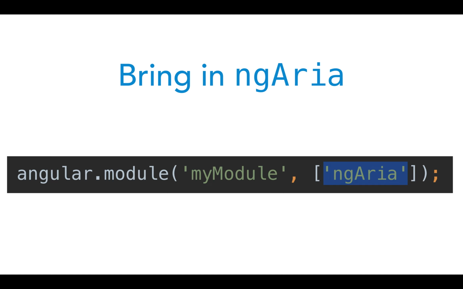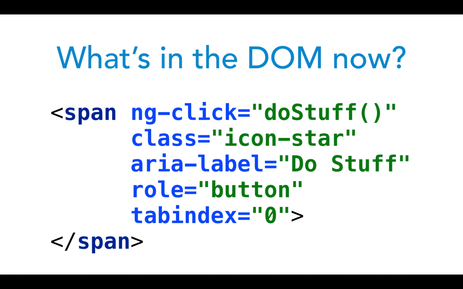Specifically, ngAria goes through our app and looks for everything that's got an ng-click on it. In this case, we've got our star icon, and it will automatically add a role of button by default to our DOM, and it will also automatically add a tabindex of 0, which means that our button becomes keyboard navigable. And it does all of this for us for free.